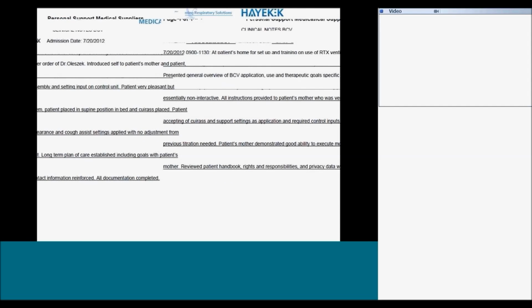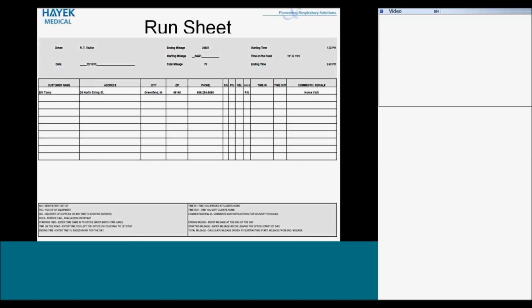Okay, and then you need to complete your run sheet with every patient visit. You want to have a run sheet. This is how your visit was documented, and you submit this, and this is how they determine that it's time for you to get paid. So you want to make sure these get submitted. And this is a simple example of a run sheet.